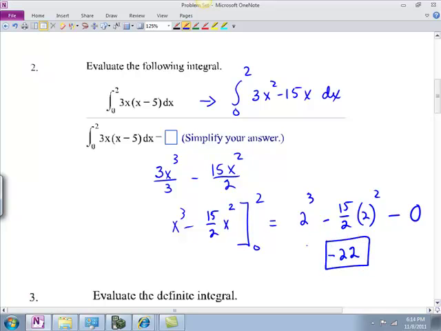Yeah, negative, because it's 8 minus 30. Oh, it's because I put 0 and 2. Oh, yeah, that'll mess you up. All right, anybody else? We're good?